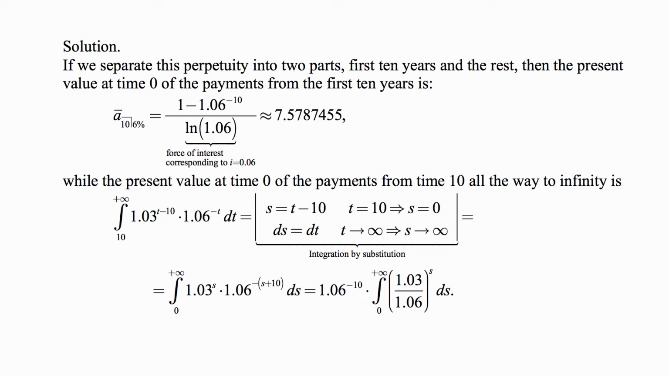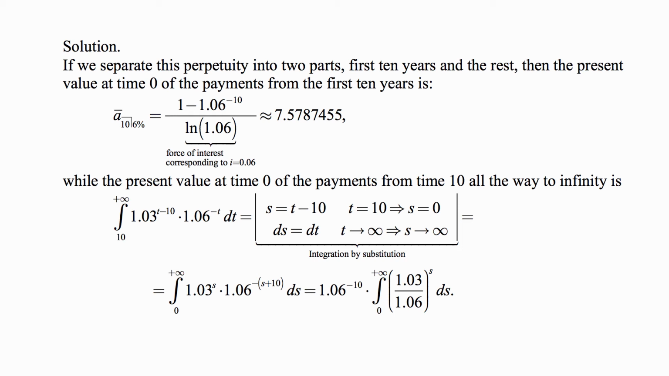So this becomes the integral from 0 to plus infinity of 1.03 to the power s times 1.06 to the power minus s plus 10. And we can factor out the constant 1.06 to the negative 10, but then the integral is with respect to s. So this becomes 1.06 to the negative 10 times the integral from 0 to plus infinity of 1.03 divided by 1.06 to the power s, ds.